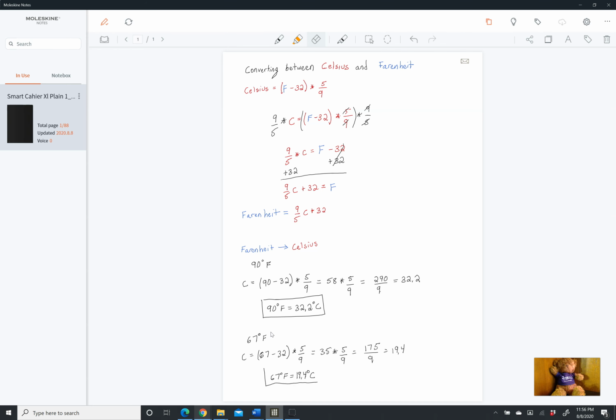And you could see how different it is, right? Imagine if you're looking at the weather and it says that it's 67 degrees. Now 67 degrees Fahrenheit is a beautiful day, but if you read it as 19.4 degrees and you thought it was Fahrenheit, you would think it was freezing, okay? So you really do need to pay attention to which units you're in.